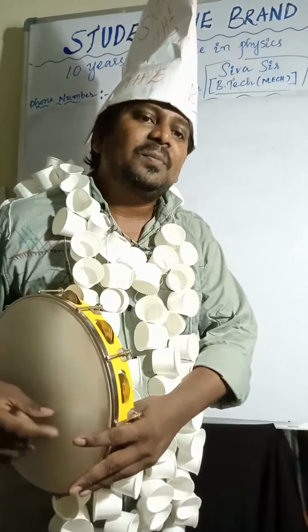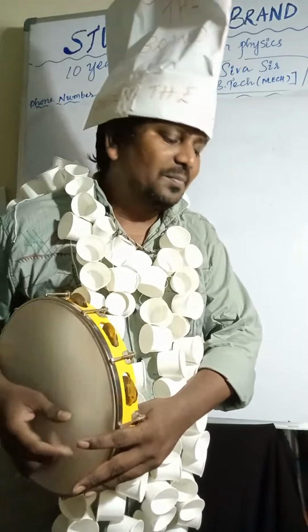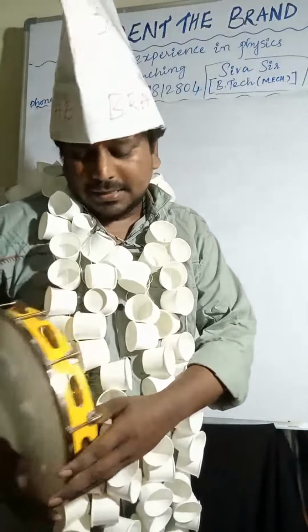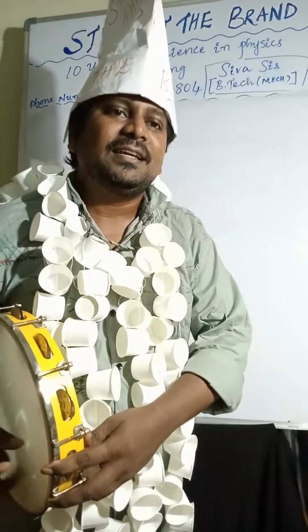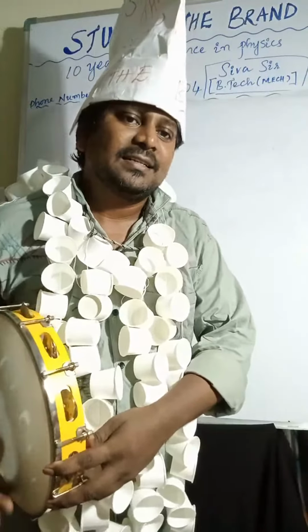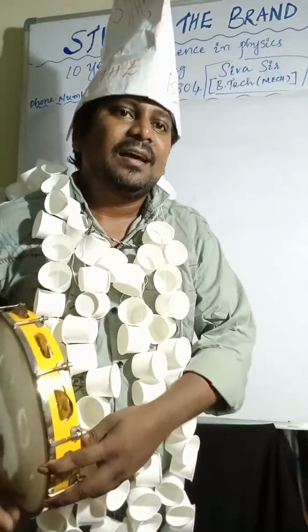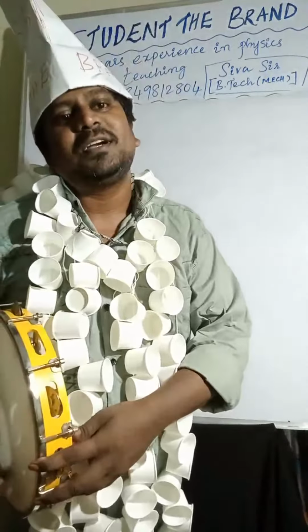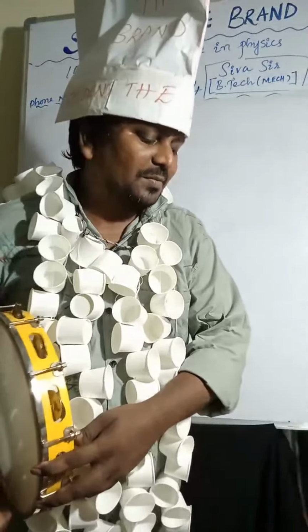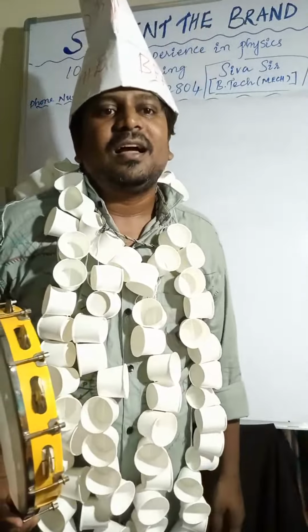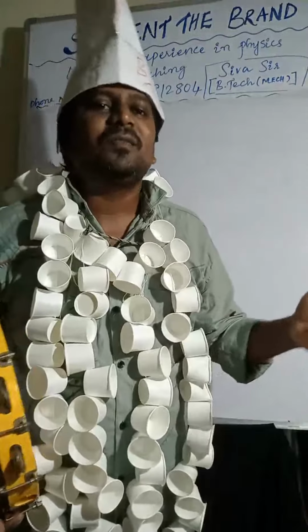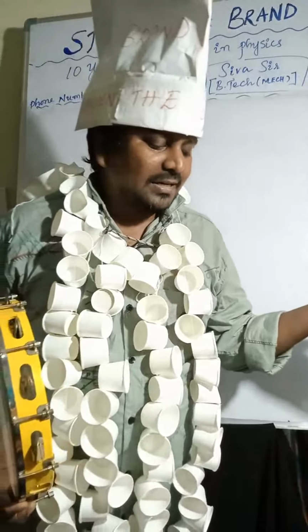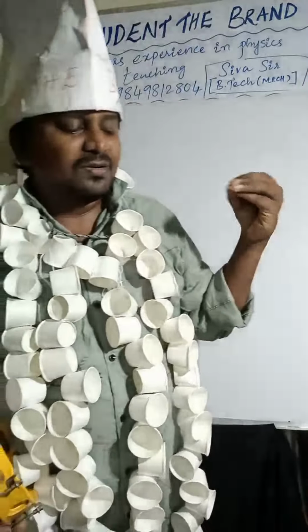Hypermetropia. Far distance we can see, near distance we cannot see. For the correction, we use a convex lens.